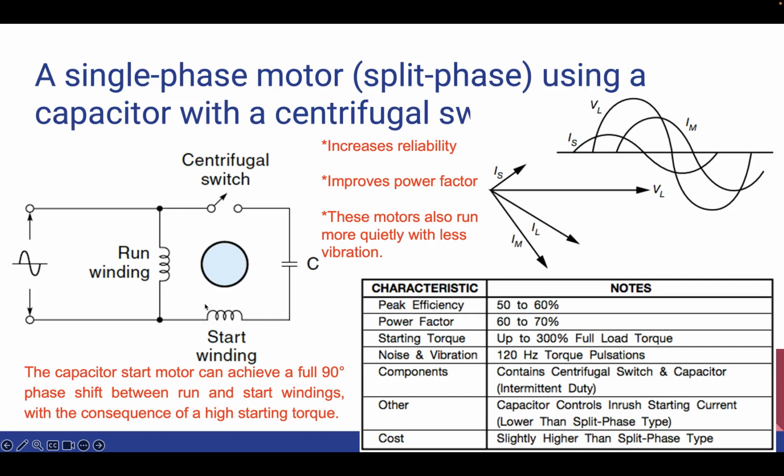In one design called the permanent split capacitor motor, the start winding is permanently connected, eliminating the need for the centrifugal switch. This design increases the torque of the motor, simplifies the hardware, increases reliability, and improves the power factor. This type of motor also runs more quietly with less vibration. And here we can see the phasor diagram for this, and this is the waveform diagram.